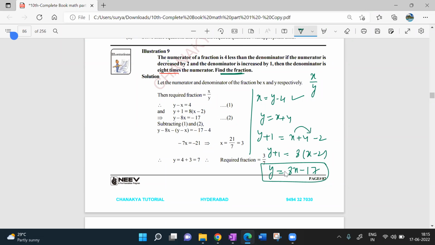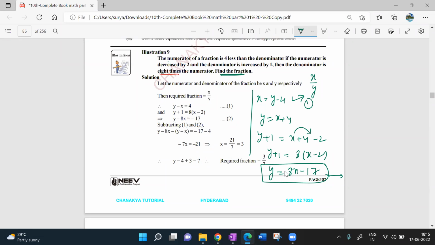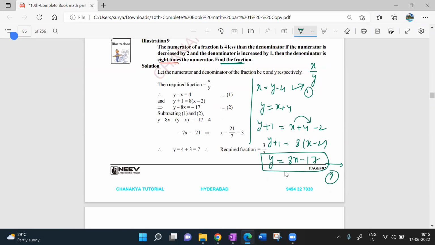Let us take this as one equation given. This is second. Solving these two, solving 1 and 2. From 1 and 2, what are you going to get? We will take this as first equation. Solving 1 and 2, so y and y, right? So I'm subtracting 1 minus 2. y will be getting cancelled.